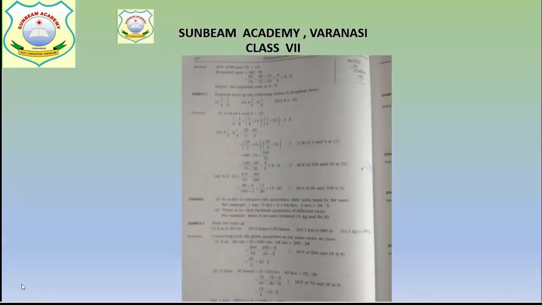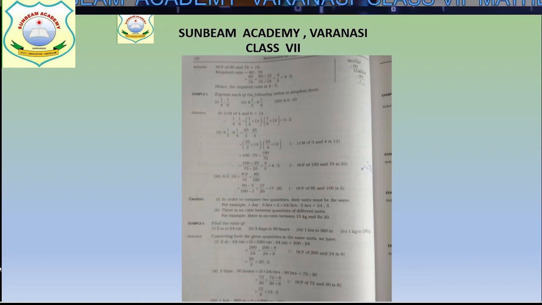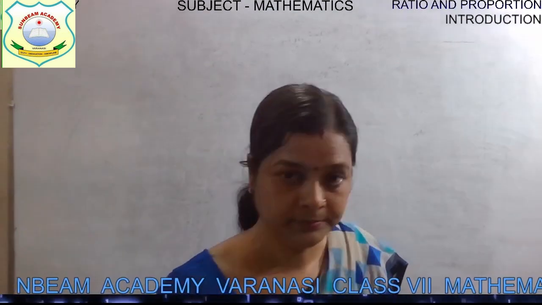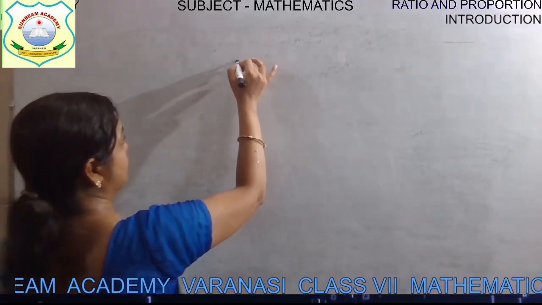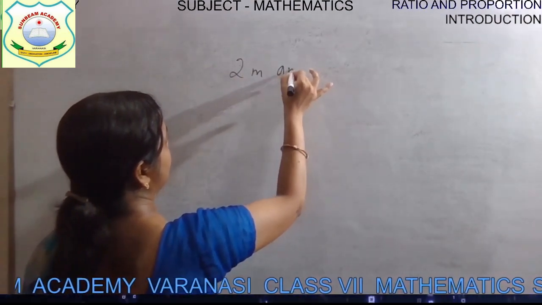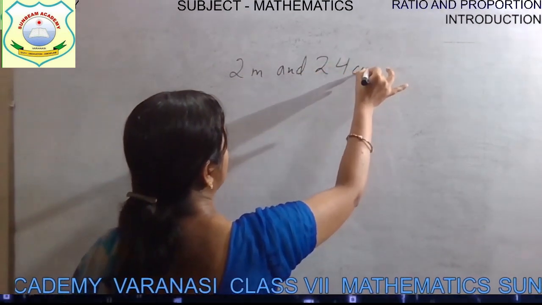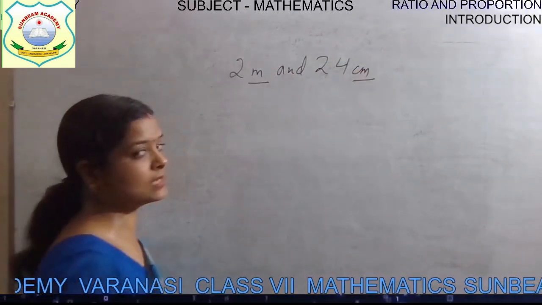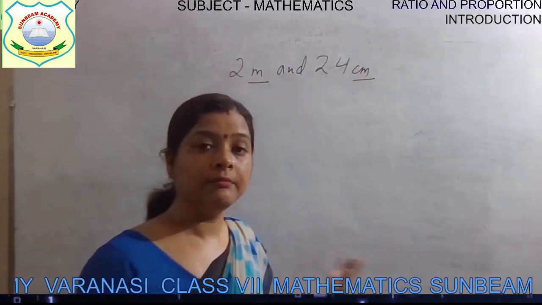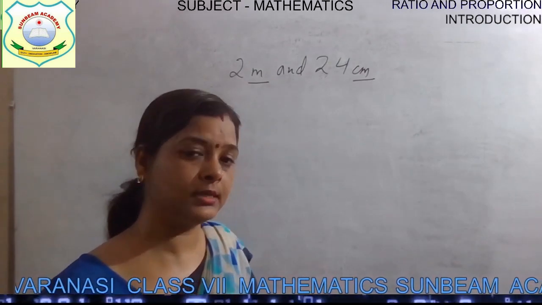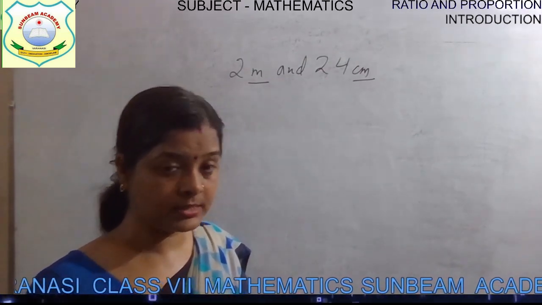Now next question, children. Next question. Now if you can see, the next question is saying find the ratio of 2 meter to 24 centimeter. Children, now different units are mentioned in the question. 2 meter and 24 centimeter. Find the ratio of 2 meter and 24 centimeter. Children, the units are different and we can't find the ratio of different units.